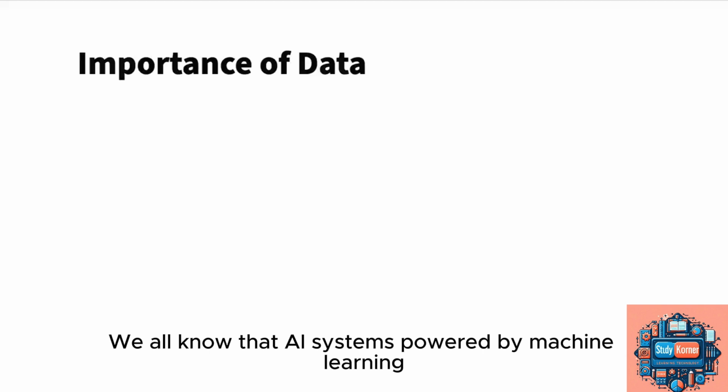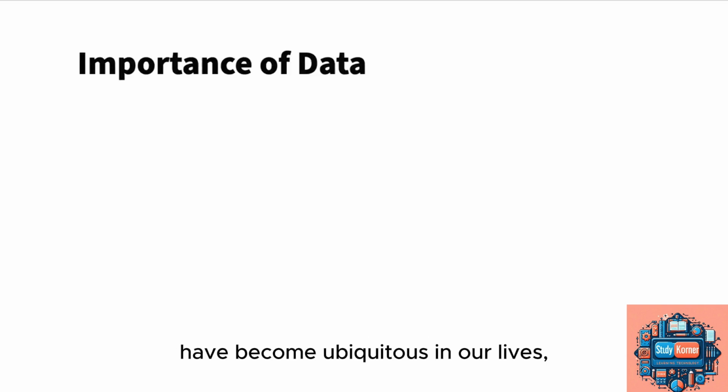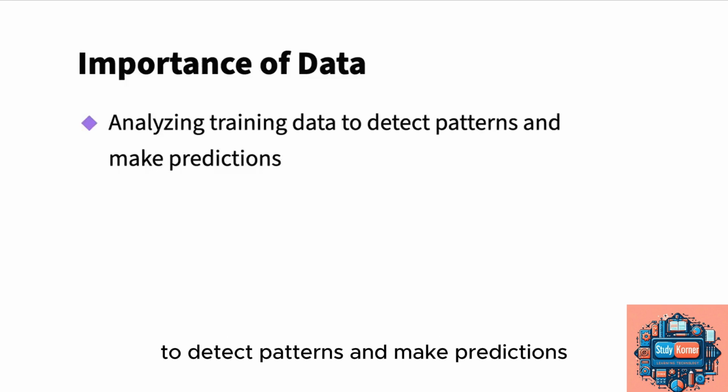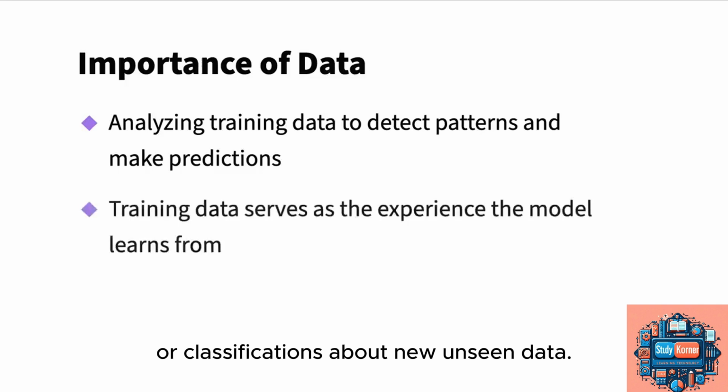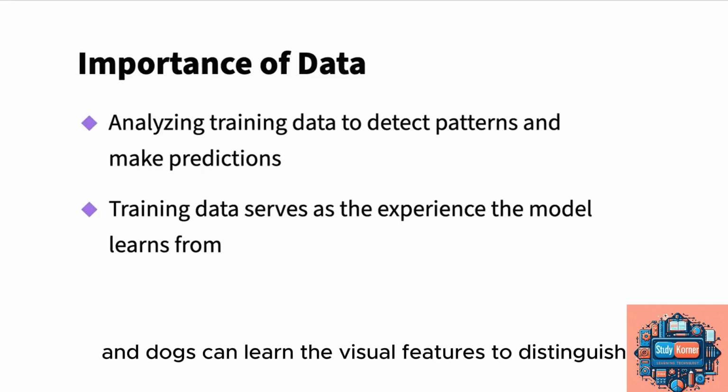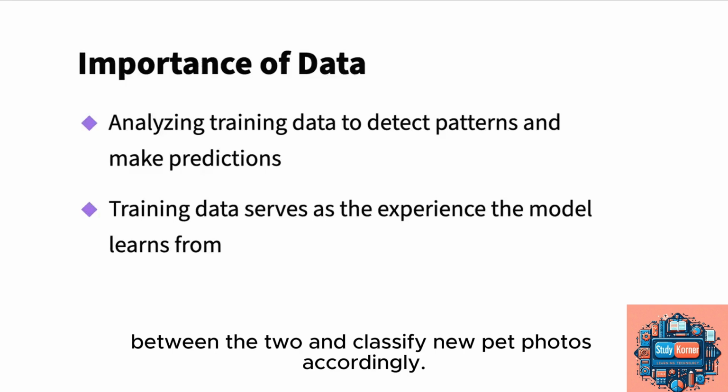We all know that AI systems powered by machine learning have become ubiquitous in our lives. But what makes machine learning tick? At its core, it's all about data. Machine learning models work by analyzing the training data to detect patterns and make predictions or classifications about new unseen data. For instance, an AI model trained on labeled images of cats and dogs can learn the visual features to distinguish between the two and classify new pet photos accordingly.